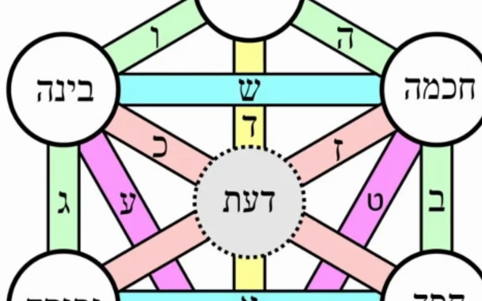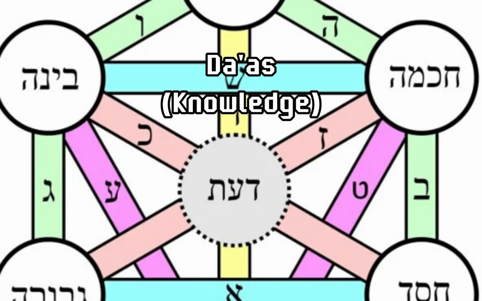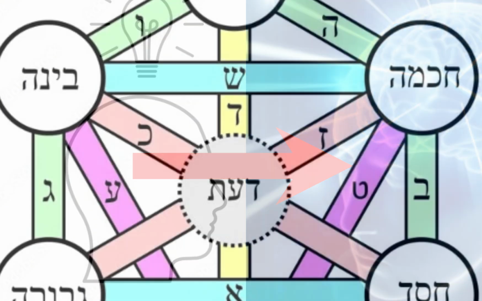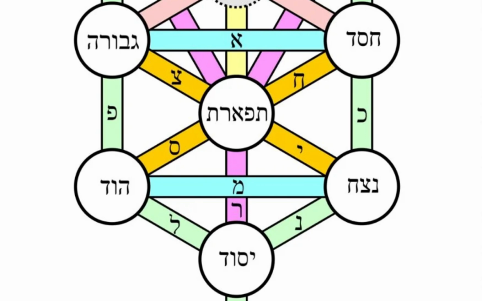Afterwards goes Da'as. This is essentially the unity of these two concepts and refers to grasping a concept in actuality as opposed to abstraction to such an extent that it can be felt, hence why it's the linkage between the intellectual attributes and the emotional ones.